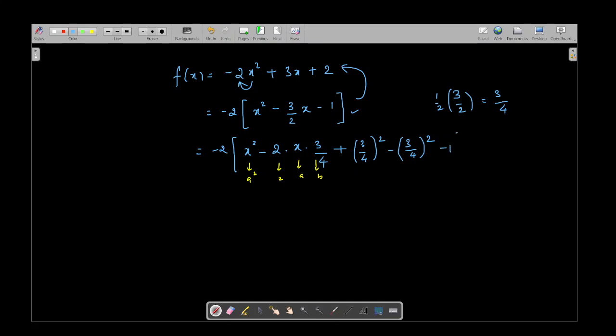And -1 we have from here. So from these three terms, I can write this is a², this is b², minus 2ab. So a² plus b² minus 2ab is (a minus b) whole square. So this is (x minus 3 by 4) whole square, minus (3 by 4)² is 9 by 16, minus 1.